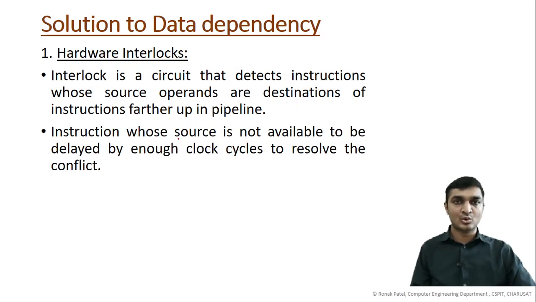The instruction whose source is not available is delayed by enough clock cycles to resolve the conflict. We know that the second instruction will not get data unless the first instruction completes its task or execute phase. So that instruction will be delayed by some clock pulses, right? At that time your CPU will execute another instruction, right? So this can be solved. This is one solution for your data dependency.